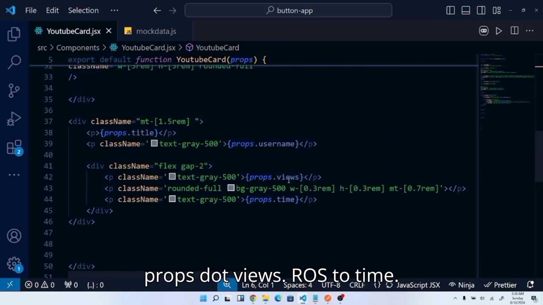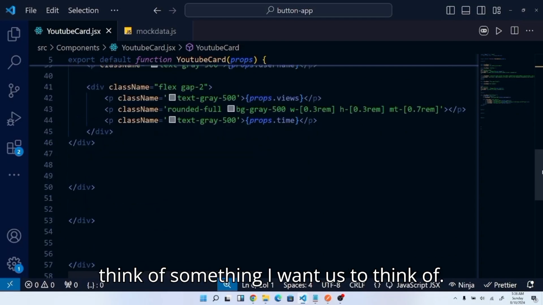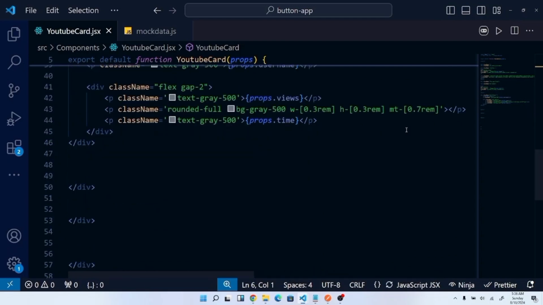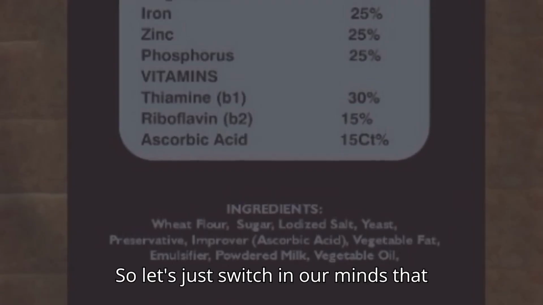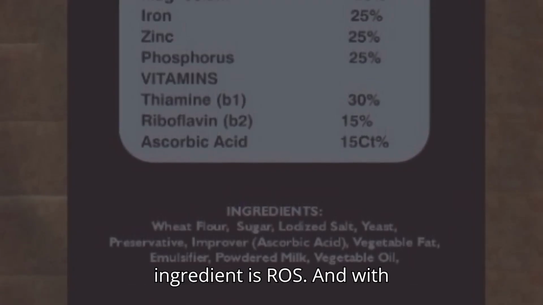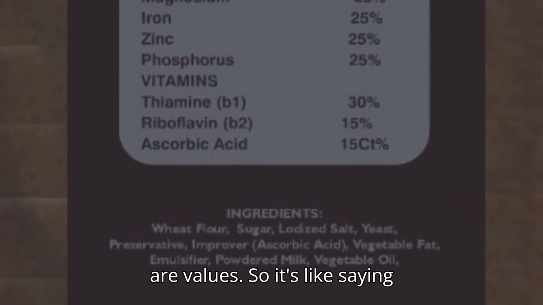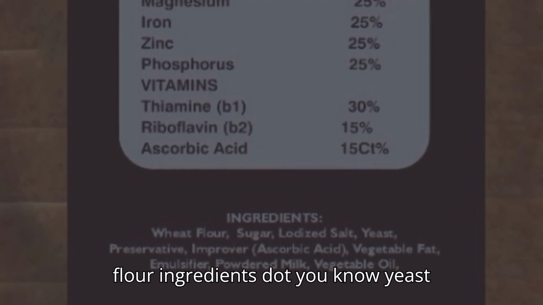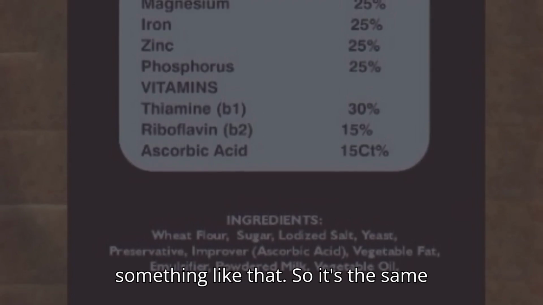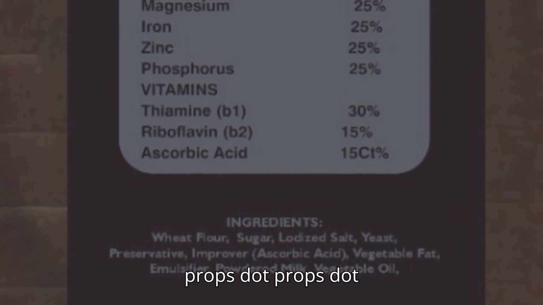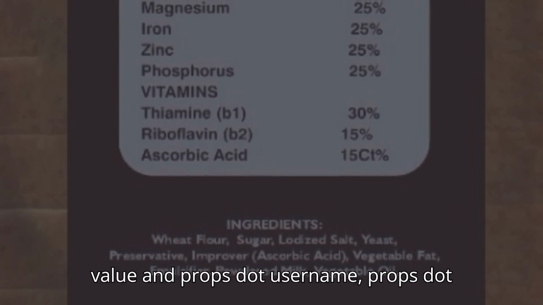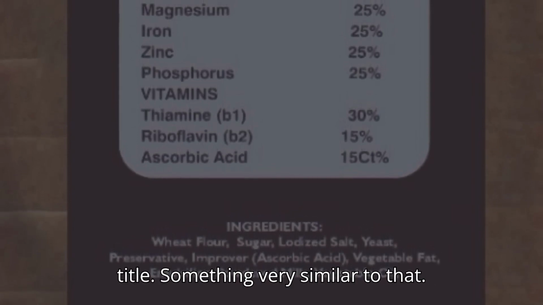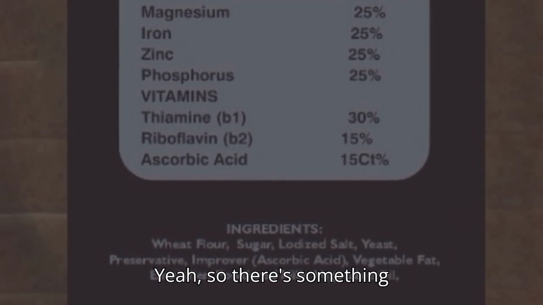Props.the username, props.views, props.time. So when you think of props, I want us to think of something. Let's just switch in our mind that ingredient is props, and wheat, flour, sugar, and all those things, their values. So it's like saying ingredients dot wheat, ingredients dot flour, ingredients dot yeast, something like that. So it's the same thing. The way I say props dot image, props dot value, props dot username, props dot title, something very similar to that.